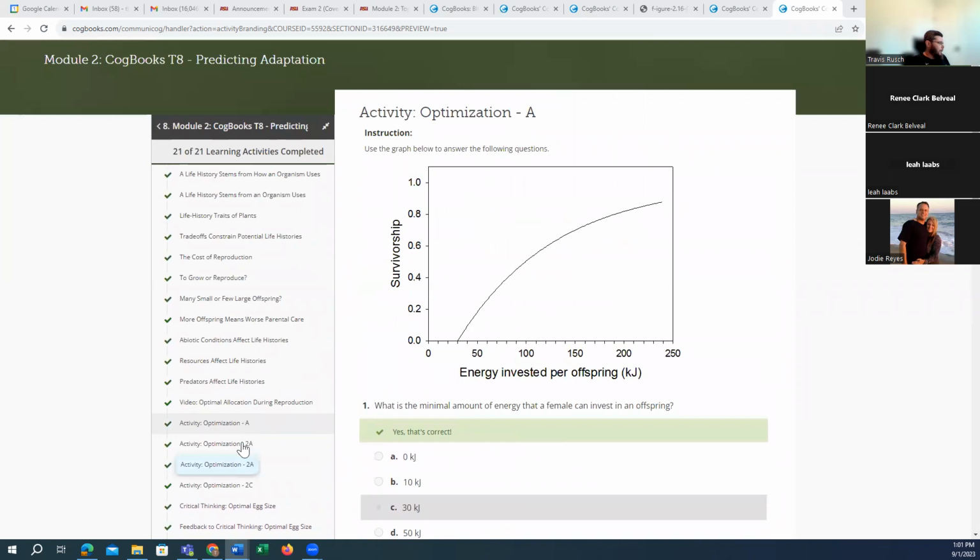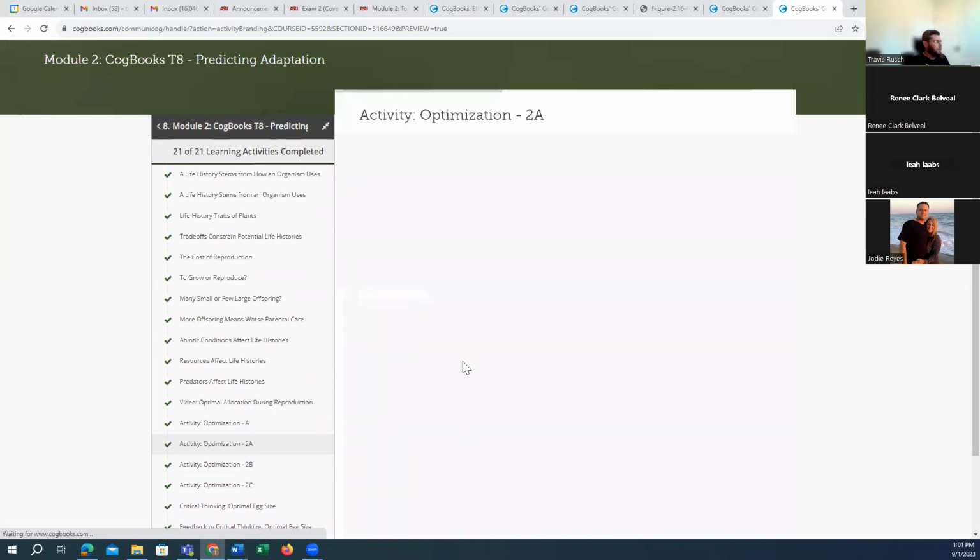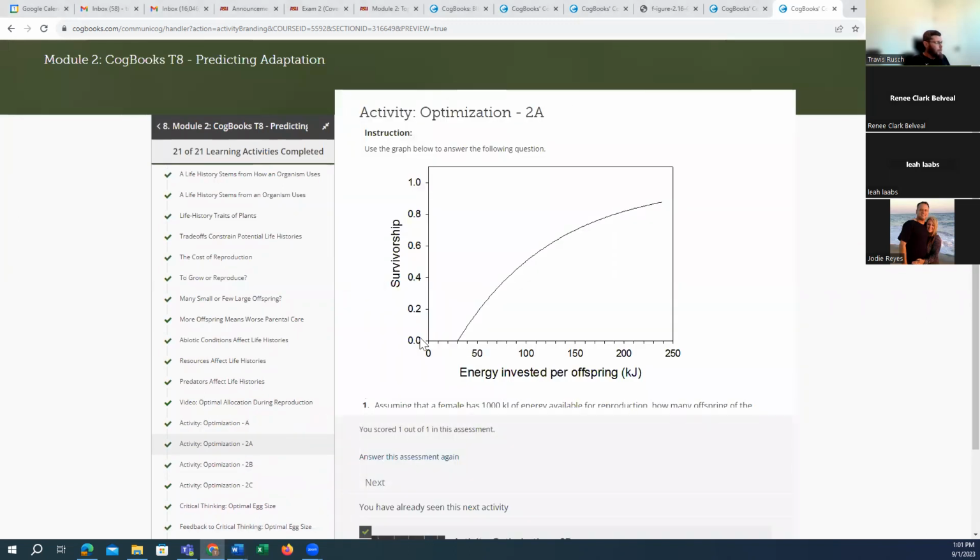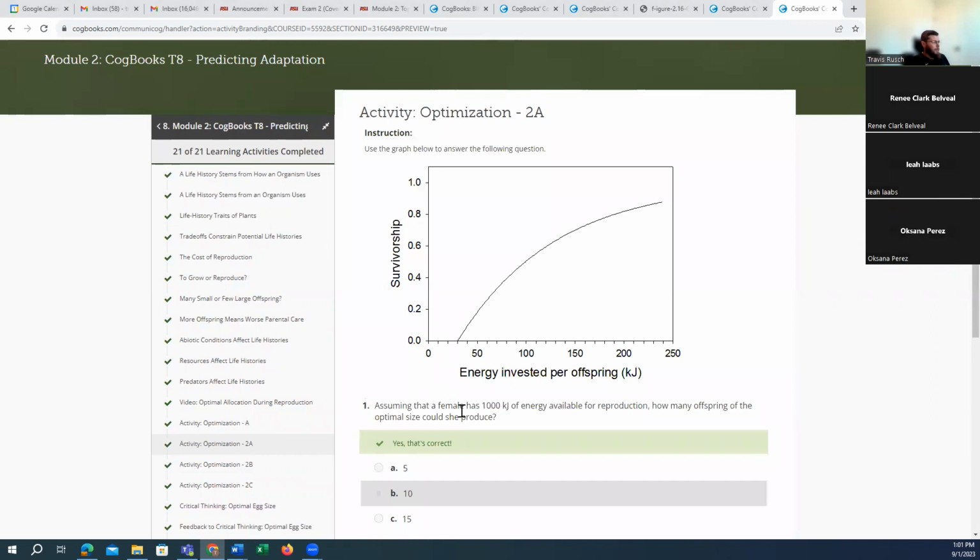And then to calculate some of the other stuff, what does it ask you? Now it gives us slightly different information. It says she has 1,000 kilojoules of energy available for reproduction. How many offspring of the optimal size could she produce? So now we're looking to calculate the number of offspring, and we know that she has 1,000. What is the first step in determining this answer? Where are we looking on the curve?